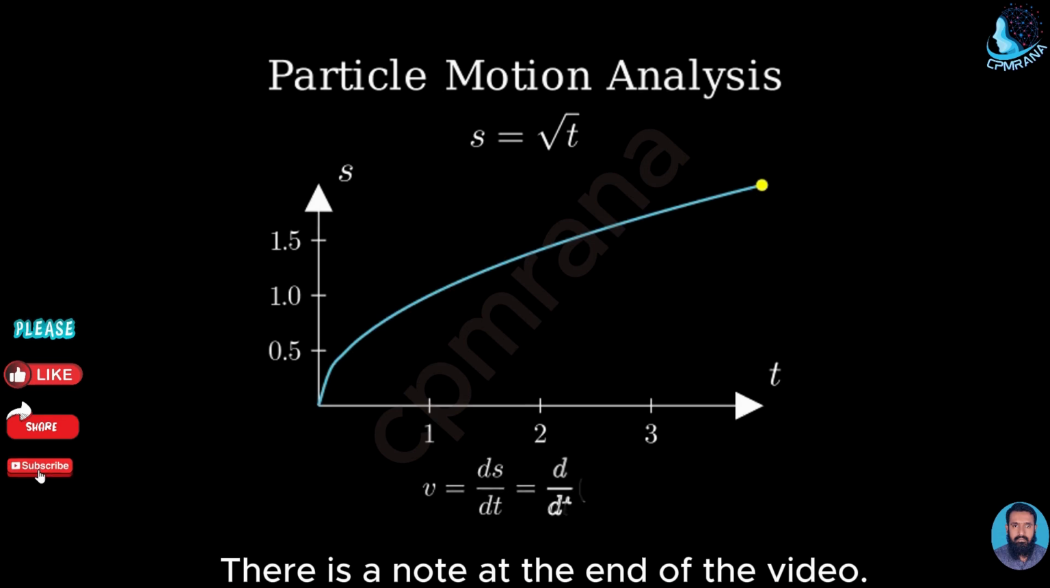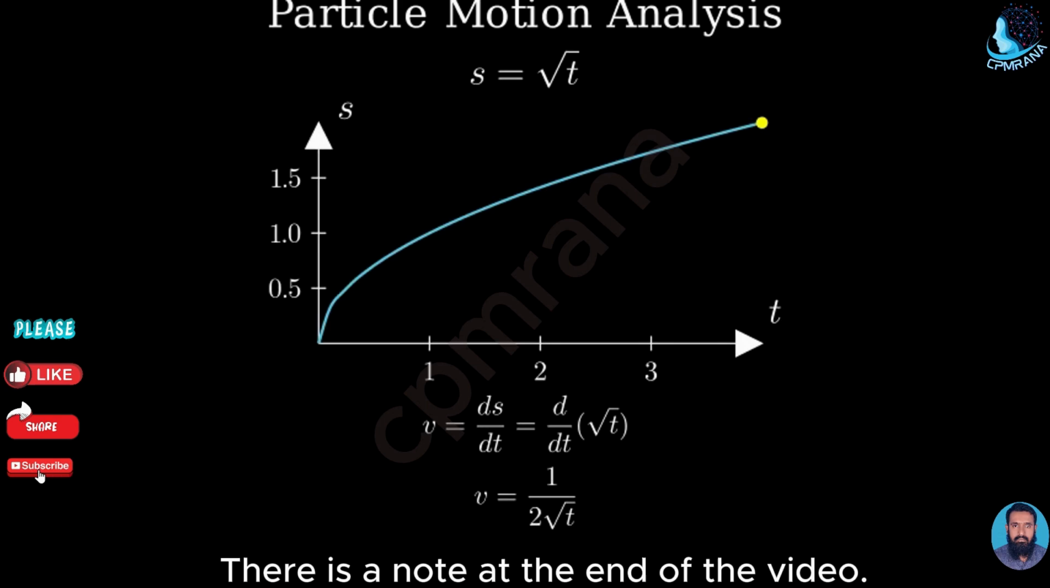First, we need to find the velocity by taking the derivative of position with respect to time. Using the power rule and chain rule, we get that velocity equals 1 over 2 square root t.